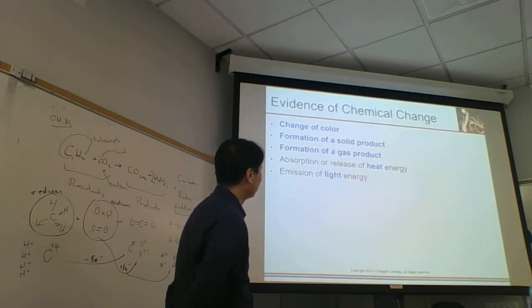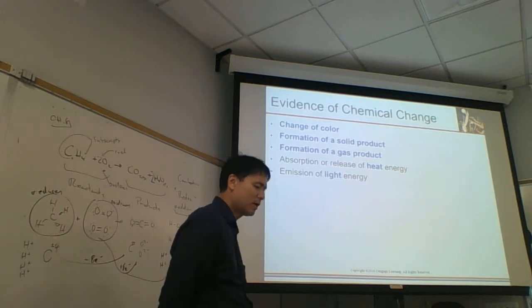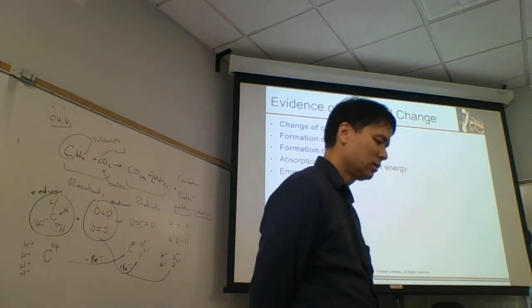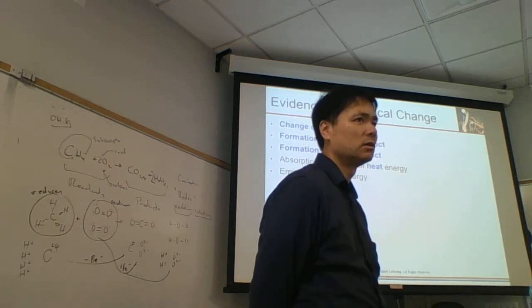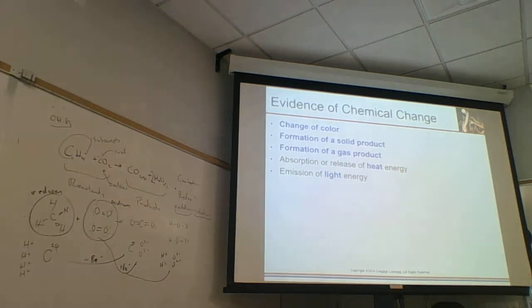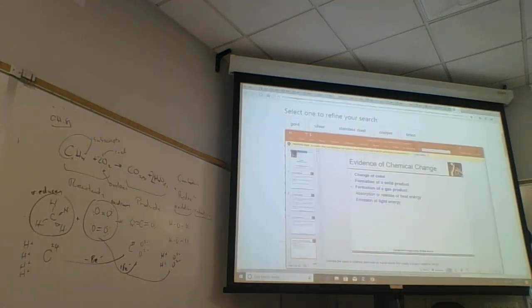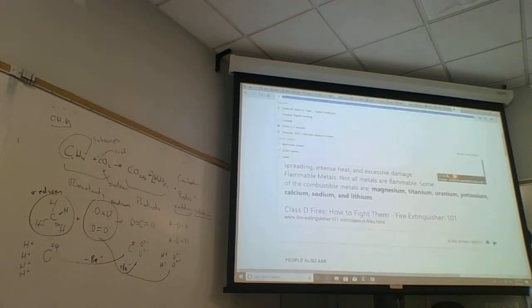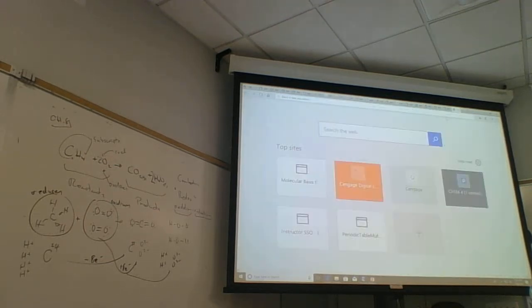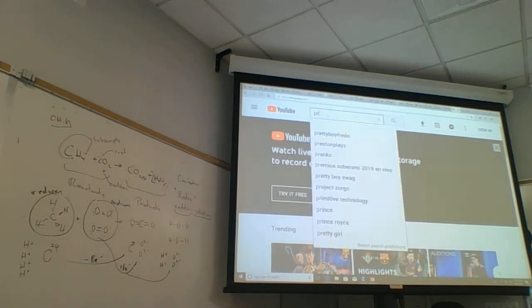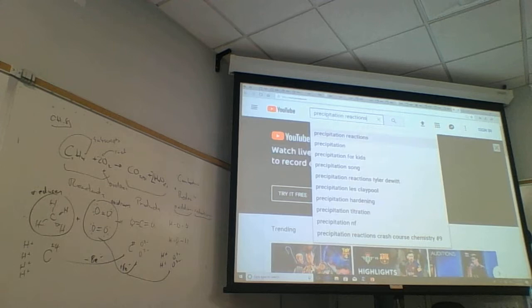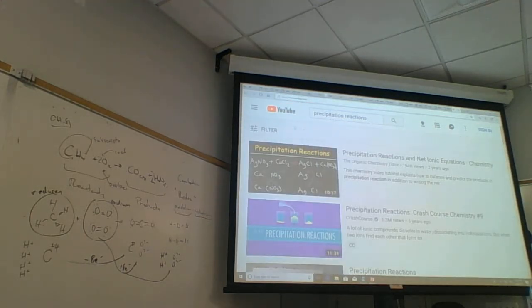Formation of a solid product. Sometimes a solid forms from a liquid. It could be ice. If ice forms from liquid water, is that a physical change or a chemical change? That's a physical change. This type of solid formation is different. This type of solid formation looks like this. I'll just show you. This type of solid formation is called precipitation, but precipitation could also be physical too, like precipitation, rain.